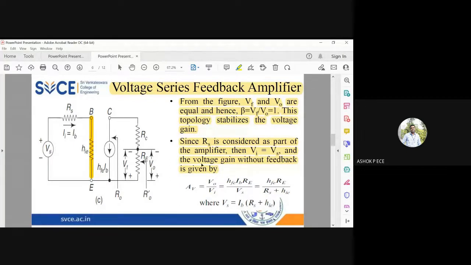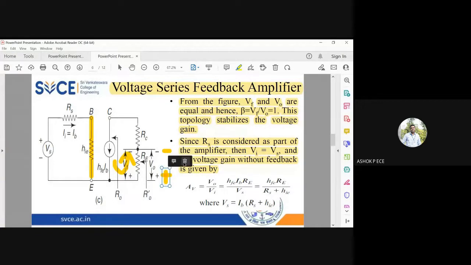And for finding V0, see the output side. Output side, find V0 across RE. What is the current flowing through RE? See, this current is flowing from top to bottom. So it is plus minus. So V0 is equal to current into resistance, HFE IB into RE. Okay. See, this is simple. Output side, you have only one loop. And you know, when the current source is there, that current is going to flow through the resistance. So the current is HFE into IB and the resistance is RE. So V0 equal to HFE IB into RE, divided by Vs.